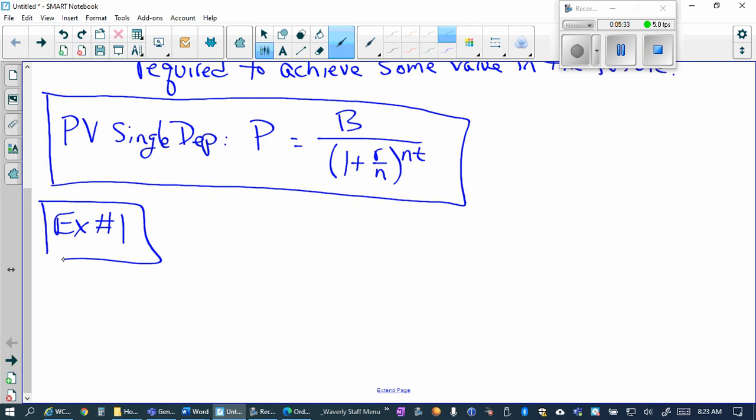Let's just plug into the formula. The present value of what they need to deposit: B is what they want. How much do they want to have? $20,000, divided by 1 plus the rate, 0.015, compounded annually. Yeah, I think I'd find something compounded a little more frequently, wouldn't you?